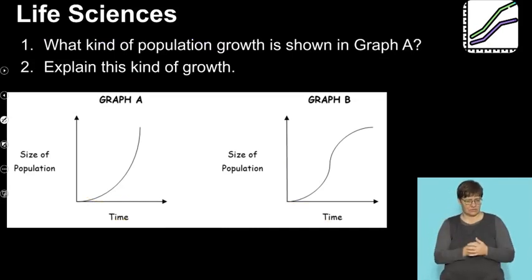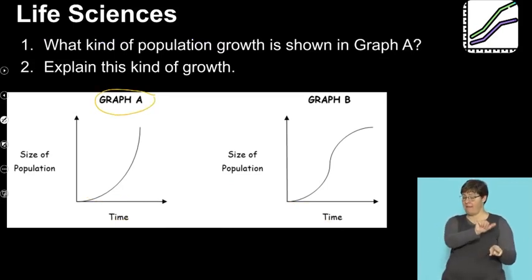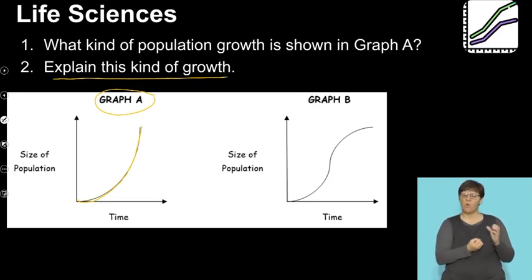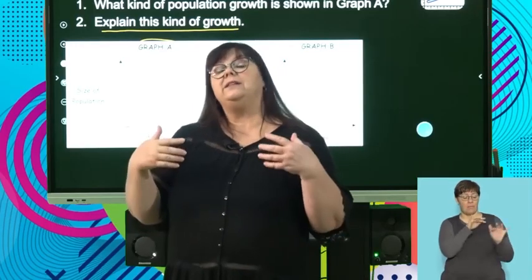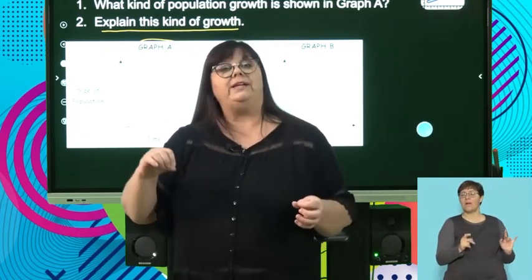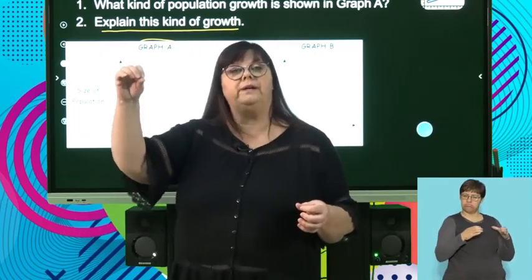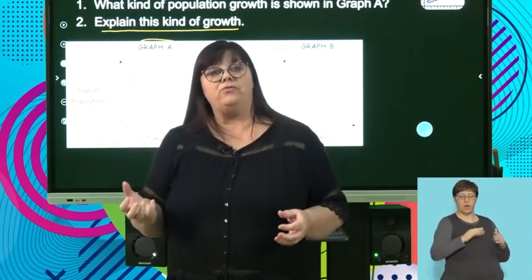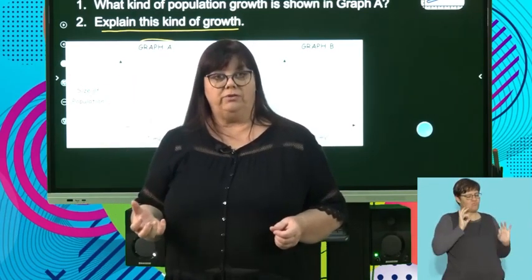What kind of population growth is shown in graph A? What is this called? I hope you're able to shout it out for me. Exponential. Explain this kind of growth. We're going to talk about the lack of limiting factors, which means that the population is growing in ideal conditions and therefore it just continues to grow and grow and grow. There's no deceleration of population growth.